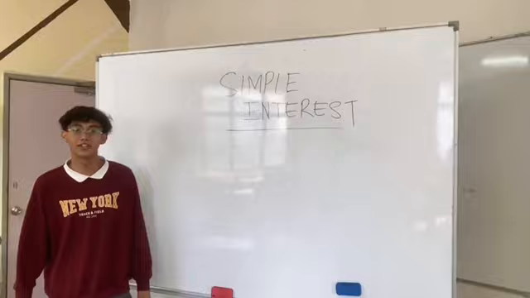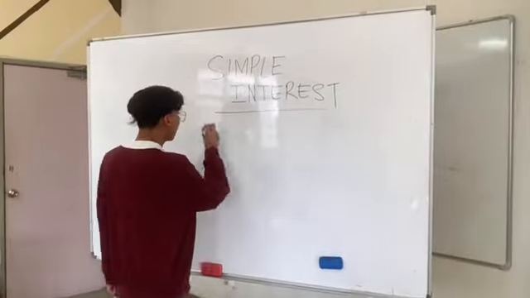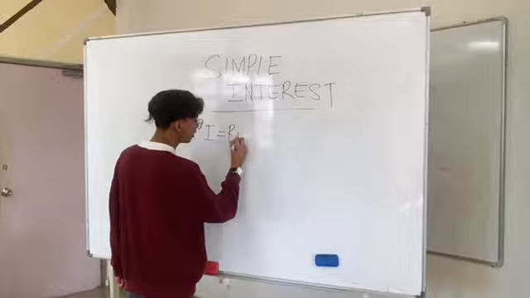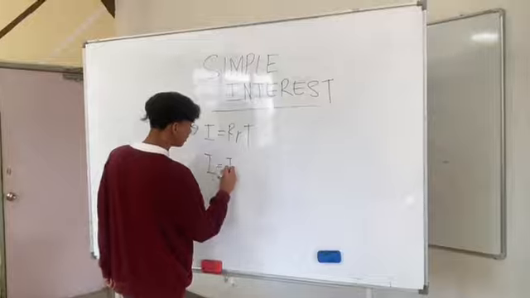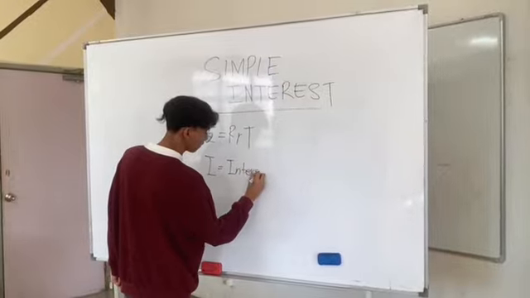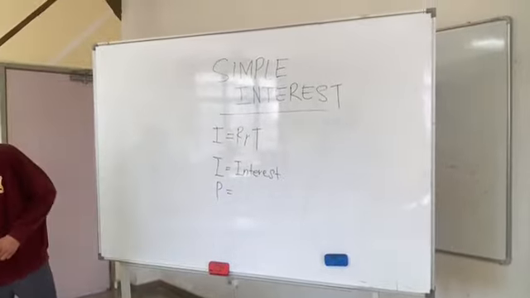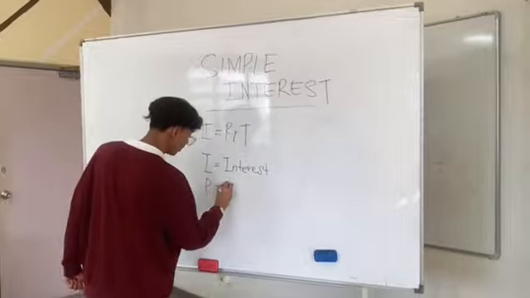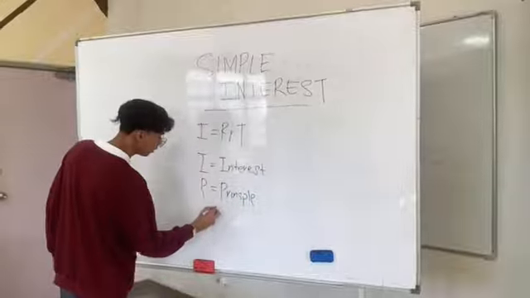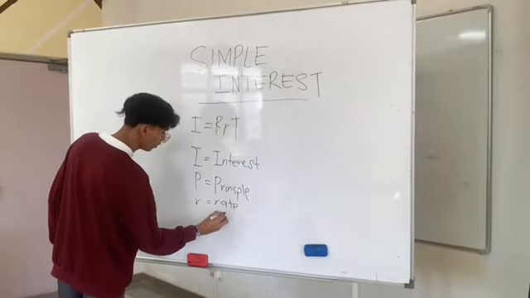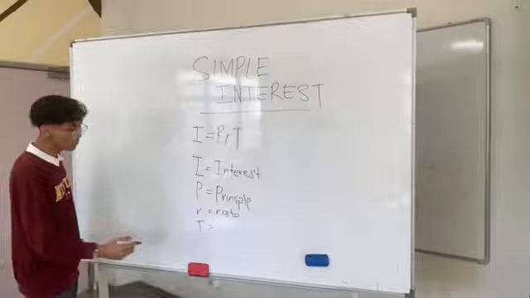Okay guys, today I'm going to explain to you about simple interest. In short, we just have one formula, which is I equals PRT. I is for interest, P is for principal, R is for rate, and T is for time.